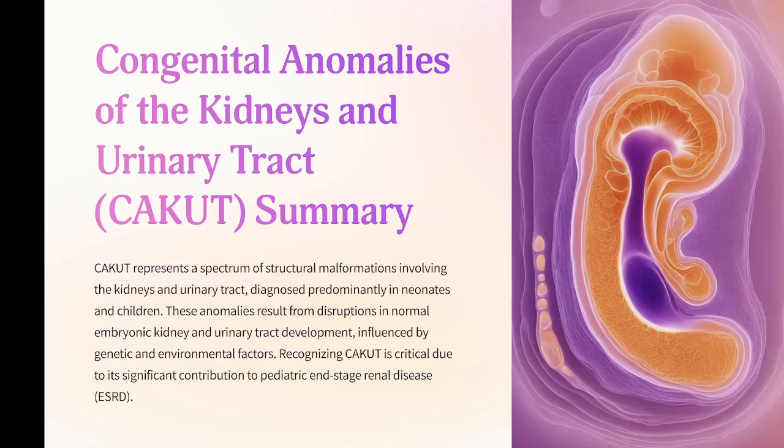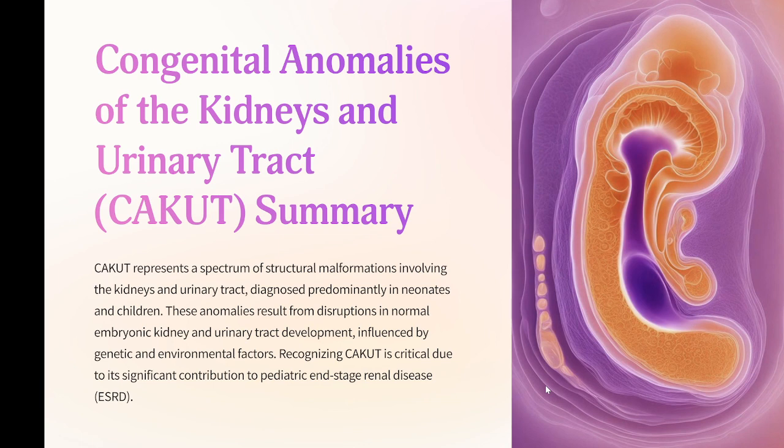Congenital Anomalies of the Kidneys and Urinary Tract, CAKUT Summary. CAKUT represents a spectrum of structural malformations involving the kidneys and urinary tract, diagnosed predominantly in neonates and children. These anomalies result from disruptions in normal embryonic kidney and urinary tract development, influenced by genetic and environmental factors. Recognizing CAKUT is critical due to its significant contribution to pediatric end-stage renal disease, ESRD.